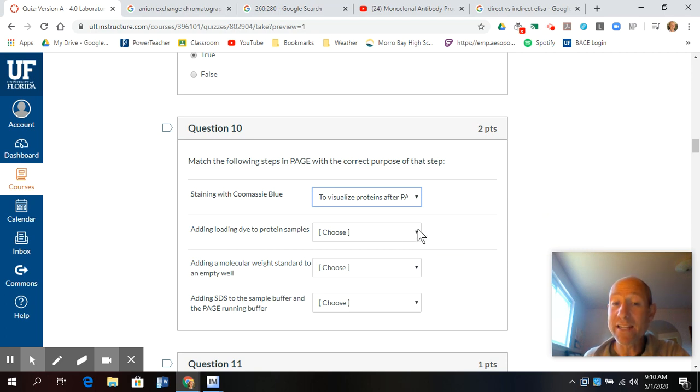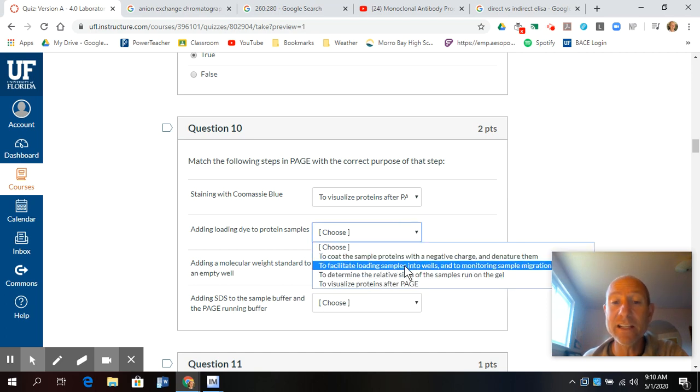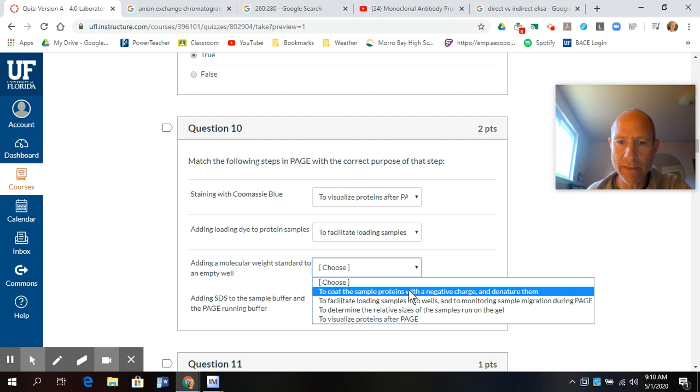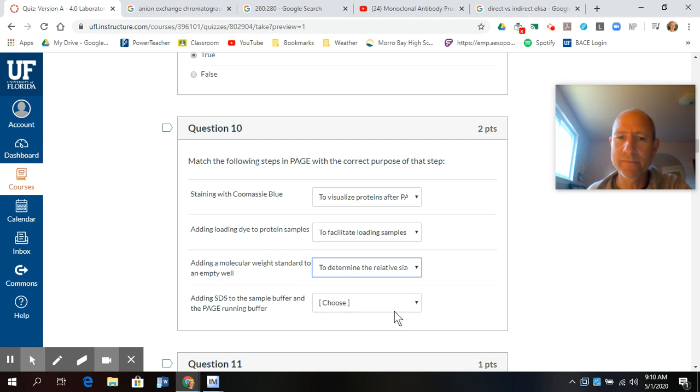Adding loading dye to protein samples. That's just so you can see what you're doing when you're loading it in there. So here, to facilitate loading samples into wells and to monitor the samples moving through the gel. Adding a molecular weight standard to an empty well. That's another way of saying using a ladder or a molecular ruler. And that is to determine the relative size of the samples.